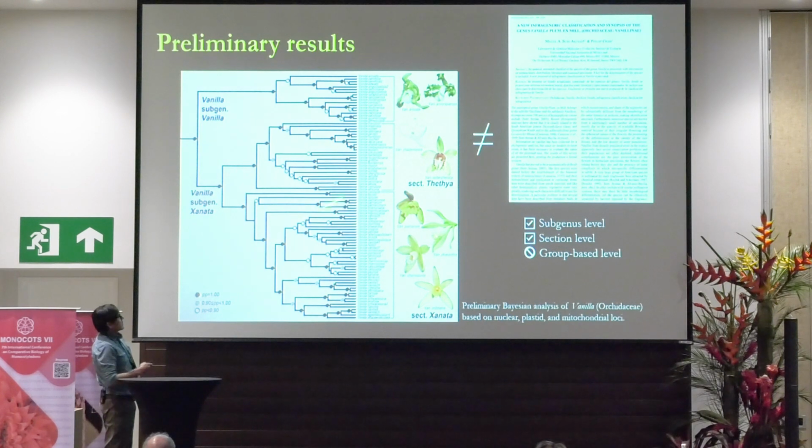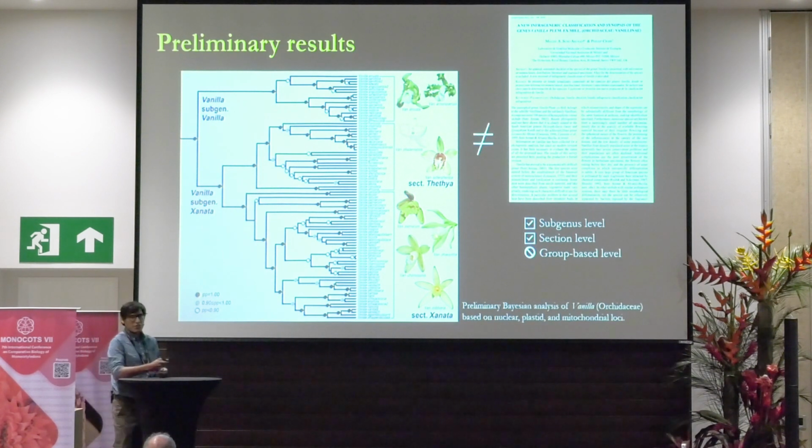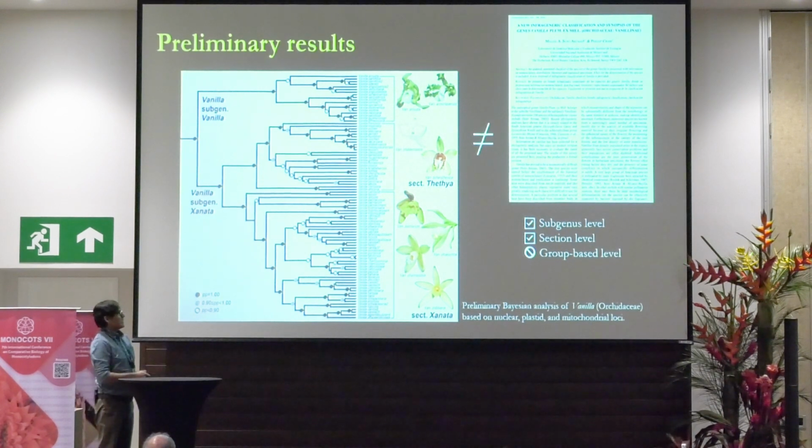So what you can see here is that at the subgenus level, subgenus Vanilla and subgenus Xanata, and also at the sectional level, section Tethya right here, and section Xanata right here, these are congruent with the current infrageneric classification, which is something that we expected. But if you go deeper into the tree, to the group-based level, these definitely recover as paraphyletic.